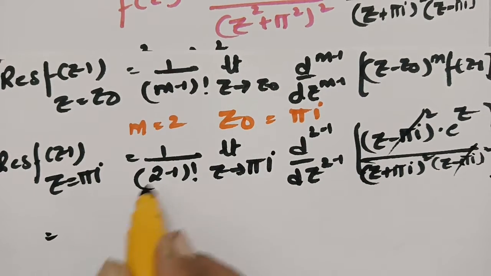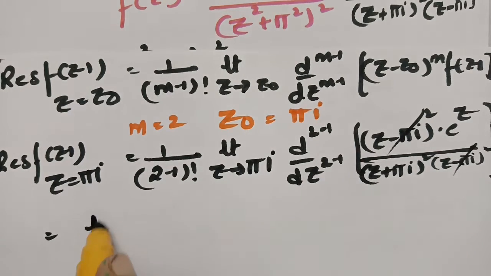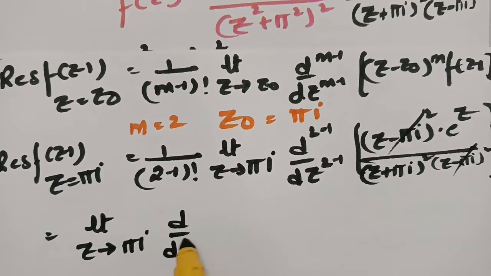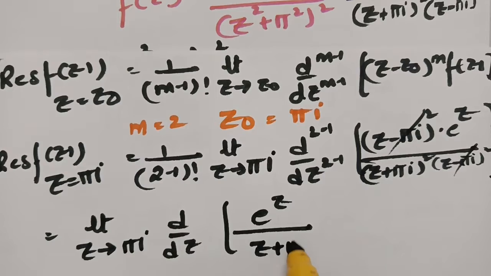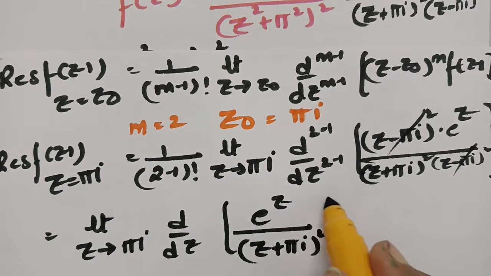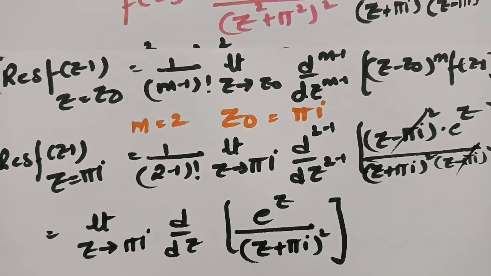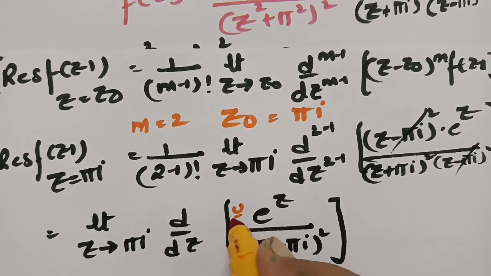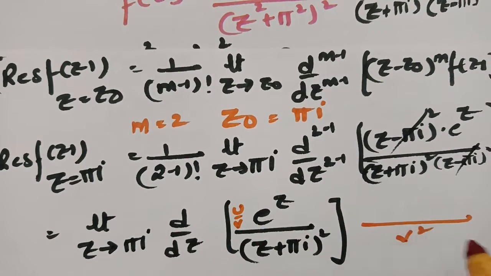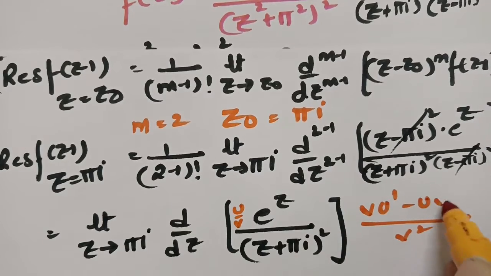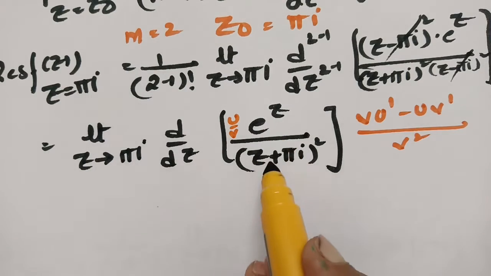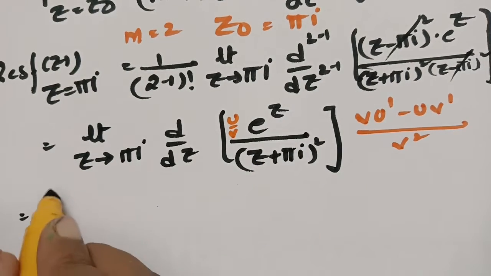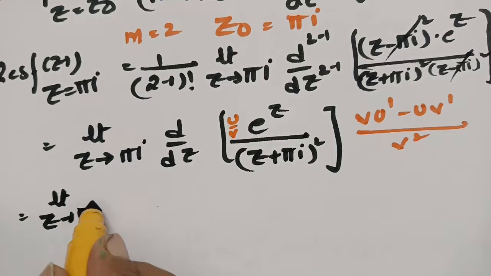And see here, 2 minus 1 factorial is again 1. This will be limit z tends to pi i, d by dz of e power z by z plus pi i whole square. Clear? So this is of the form u by v, u divided by v. So the derivative here is (v u dash minus u v dash) by v square. So I am making a derivative for this, where this is u and this is v.